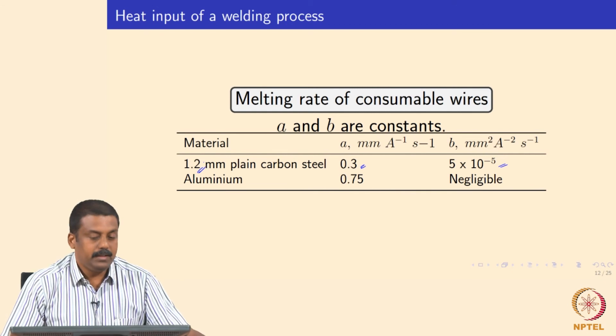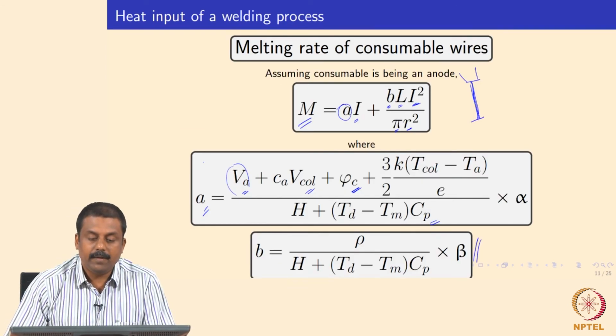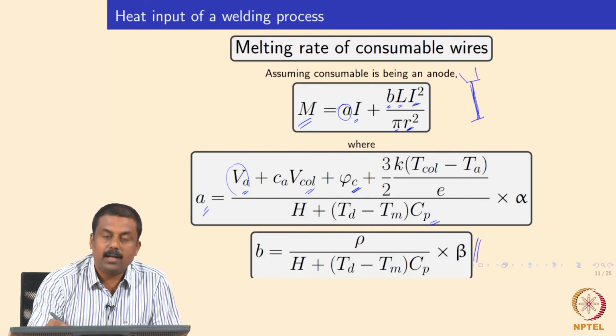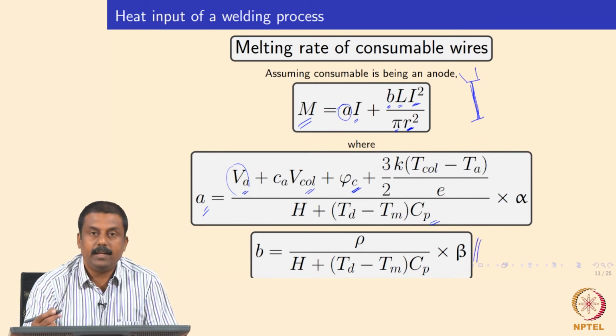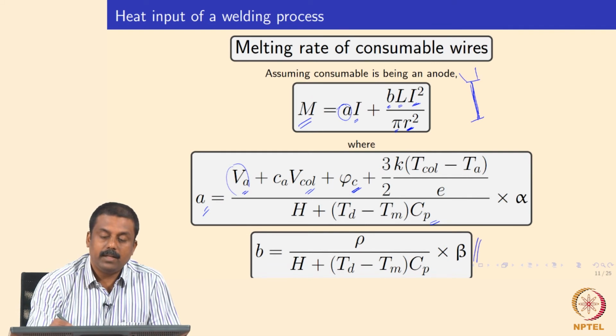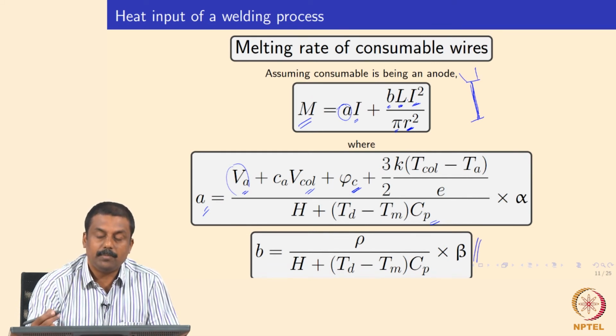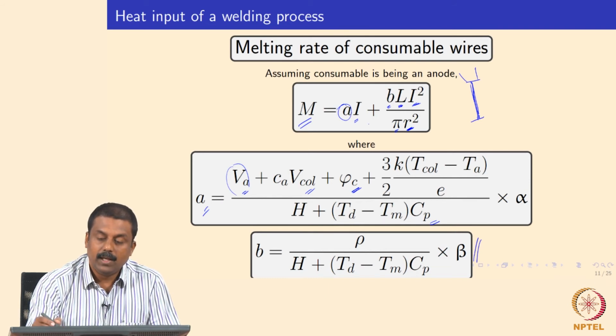Obviously, if you look at these equations, if the diameter R is increasing, then your melting rate decreases, and if your stick out length increases, you will also melt more. And of course, if you have a higher current, you will also melt more.